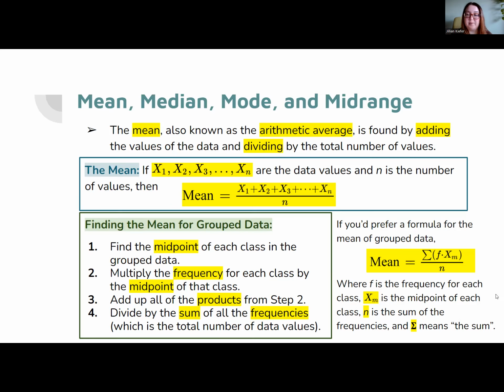We have a formula on the side here. If you would prefer a formula for the mean of grouped data, we say the mean is equal to the sum, that is what the Greek letter sigma means, of the frequencies f times x sub m, where that is the midpoint of every class, divided by n, the sum of the frequencies. So there's a formula explanation for finding the mean of grouped data as well. You can use the formula, or you can also just use the steps, whichever you prefer.